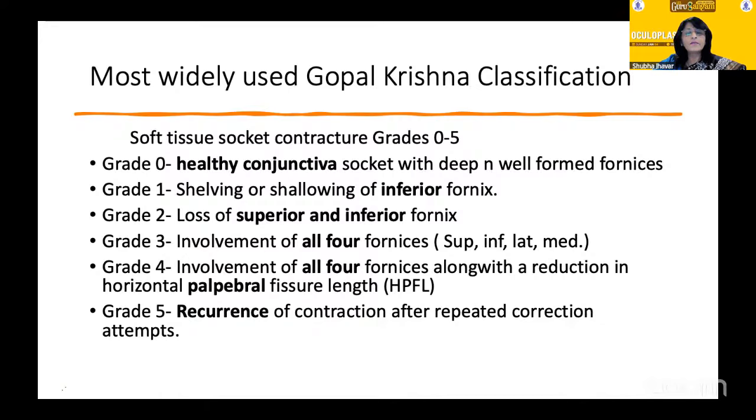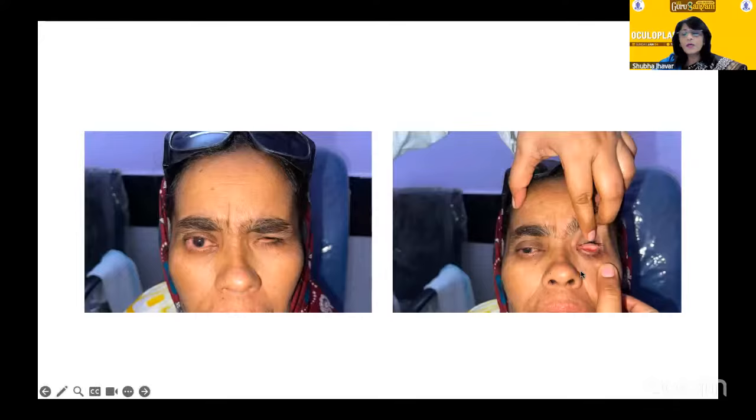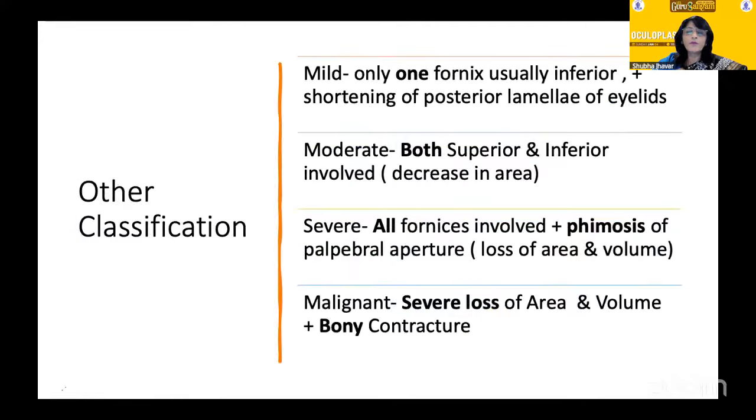Grade 3 is where there is an involvement of all 4 fornices, superior, inferior, lateral, and medial. And grade 4 is where the involvement of all 4 fornices, along with a reduction in horizontal palpebral fissure length, that is phimosis, is there. And grade 5 is where recurrence of contraction after repeated correction attempts. So the socket is presenting here. So here you can see that all the 4 fornices are deficient, as well as there is a horizontal palpebral fissure deficiency, so this is a grade 4 contracted socket.